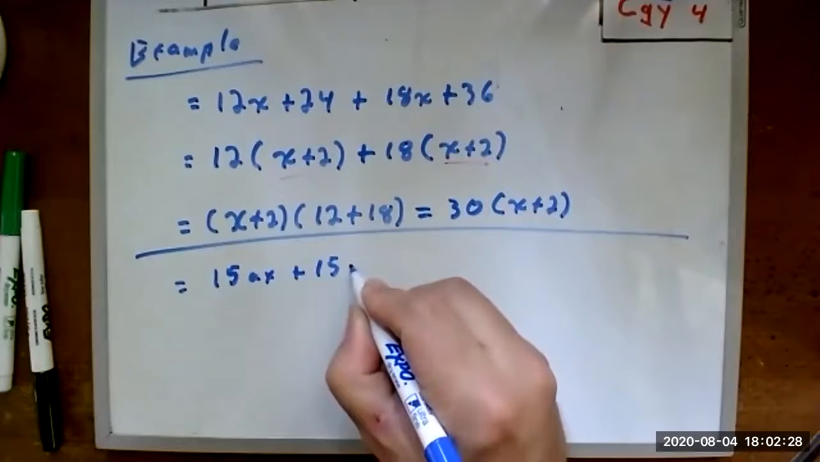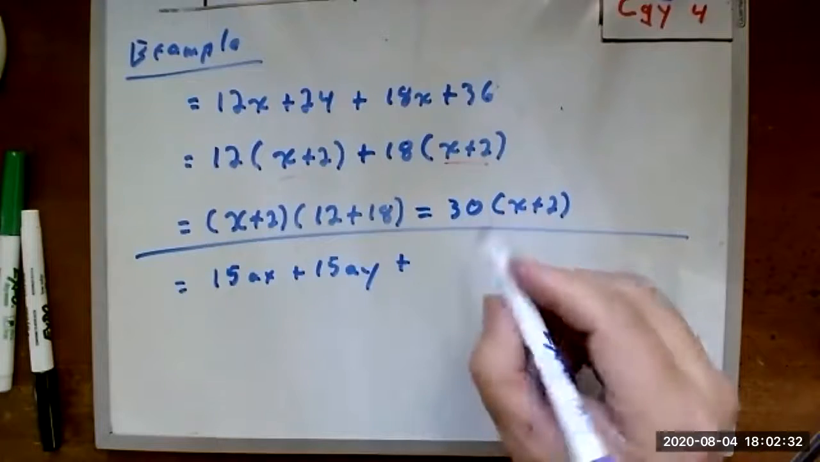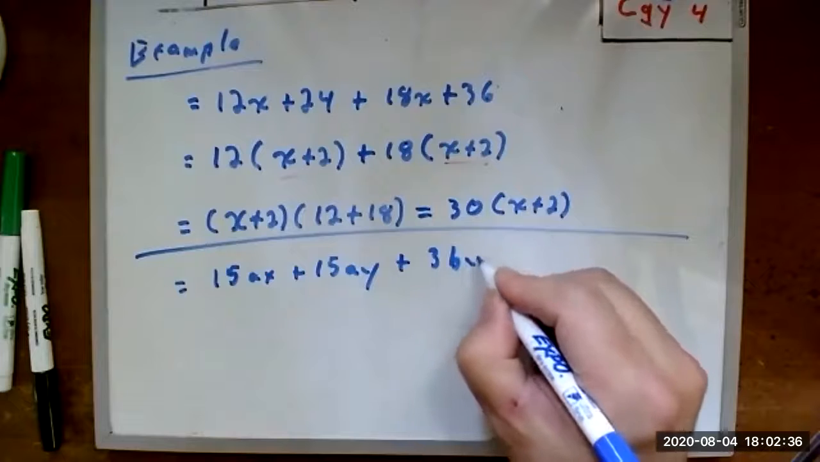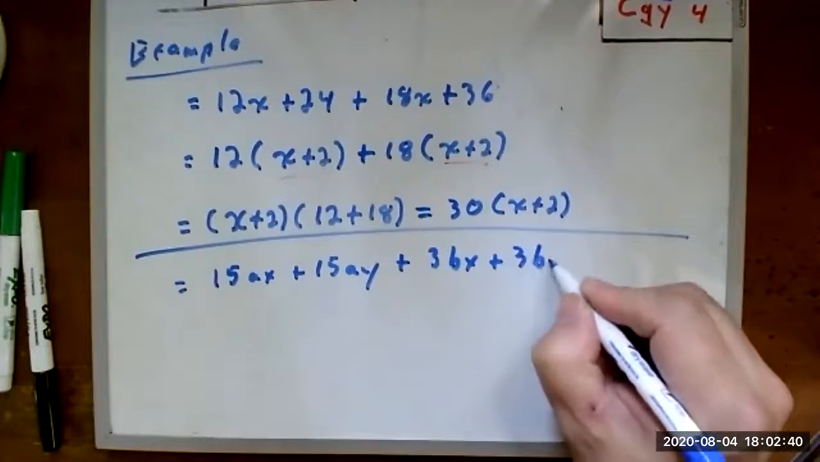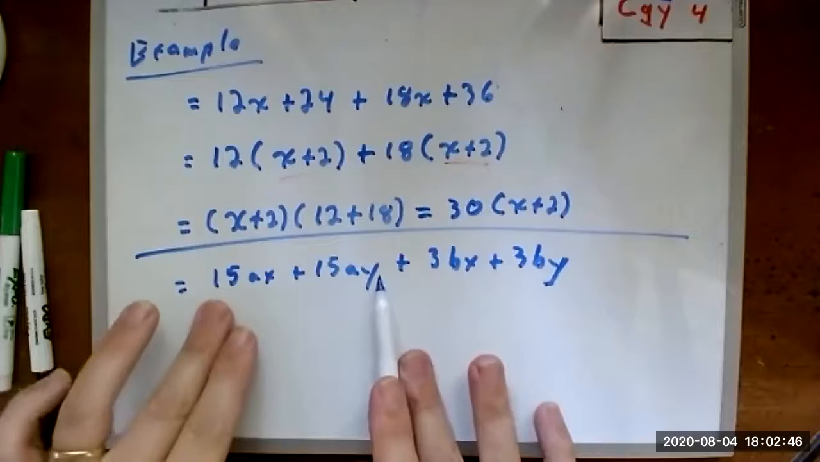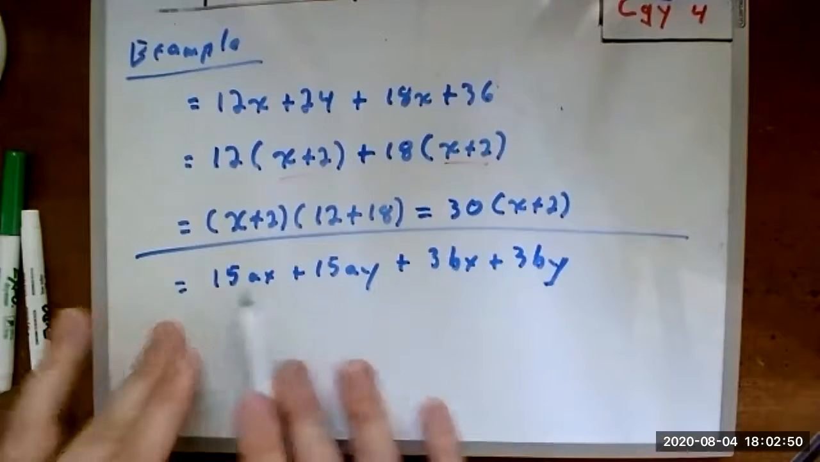Okay, so let's say that we were given 15ax plus 15ay plus 3bx plus 3by.